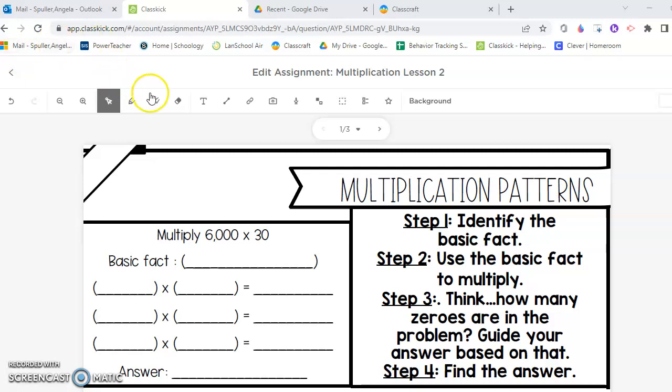So again, I'm going to come over here first and identify my basic fact. So my basic fact is 6 times 3 equals, well, I know that equals 18. 6 times 3 is 18 because 6, 12, 18. All right, so then I'm going to put 18 here, 18, 18, and 18. So I'm using my basic fact answer, okay, and the answer to that, or the product.